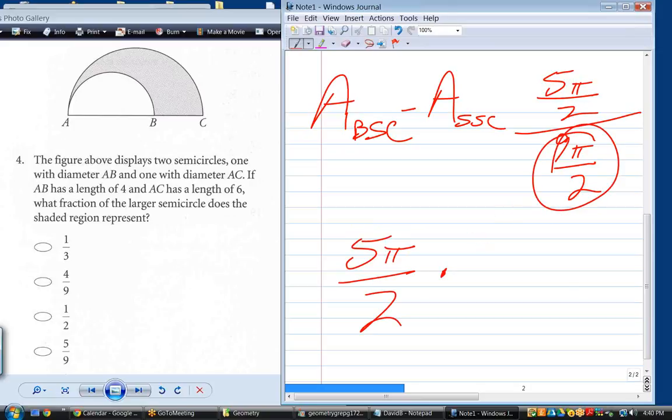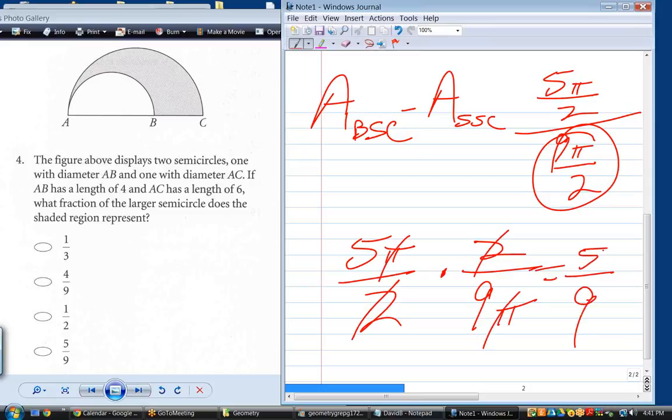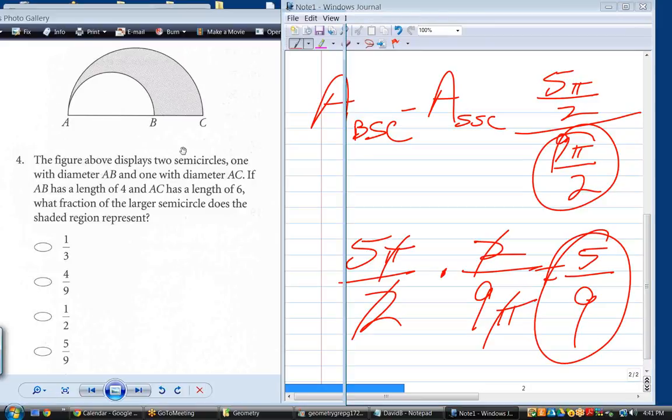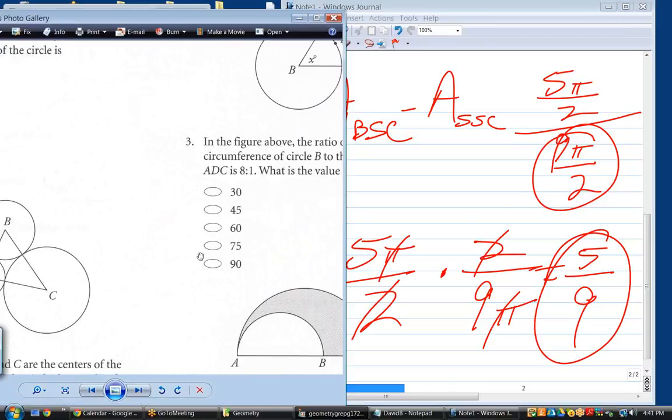Yeah. Well, there's the reciprocal. So it would just be 5 pi over 9 pi, and you get 5 over 9. Exactly. In other words, the 2's cancel, the pi's cancel, and you get 5/9. That's the ratio of the shaded area to the bigger semicircle. That's actually a fairly difficult problem. I'm surprised it's under basic.